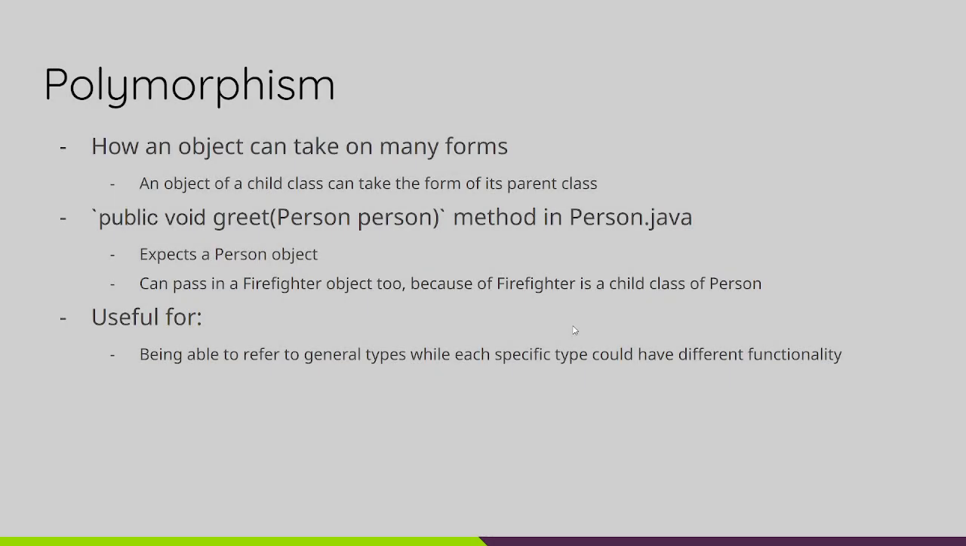Polymorphism is basically an object taking on multiple forms. You can see this greet method here is normally associated with the person class. However, you can also pass in a firefighter object because a firefighter is a child class of person. So the firefighter can use all the person's methods. This allows you to have one general broad method, and you can pass in multiple different classes, which will each do multiple different things.